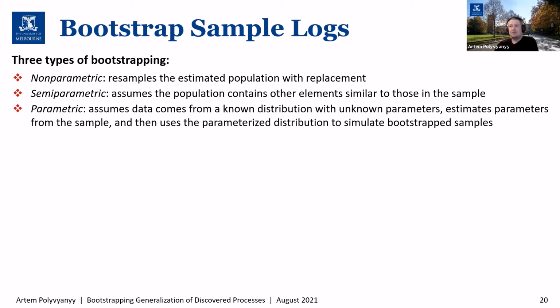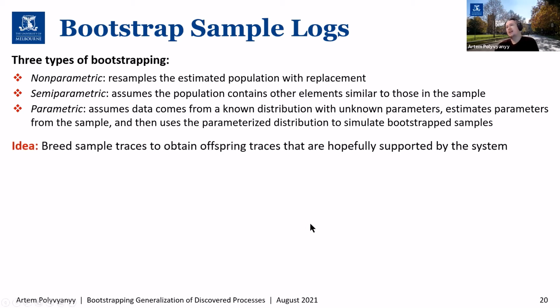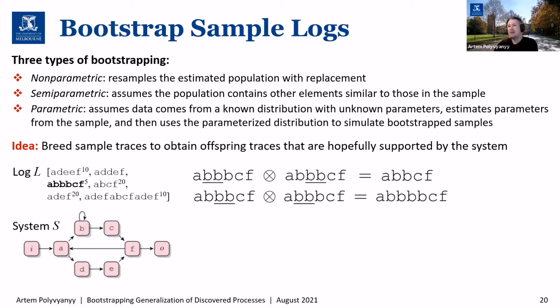And here, for our purpose, we understood that we need a method which will be able to generate something new for us, because probably the system can do more than what we've seen in the log, right? We can unfold certain loops, for example, that were not necessarily seen in the log. And therefore, we took the approach of semi-parametric bootstrapping, and we said, okay, we can breed our traces to generate something new from the log. And we propose this very simple operation of crossover for the traces.